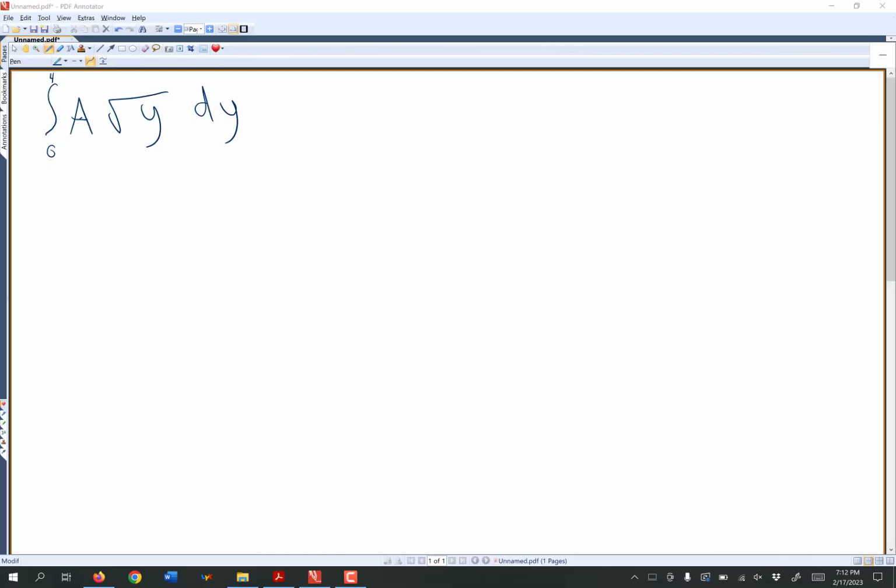Okay, so just as a side step, let's actually show you how to do this integral from 0 to 4 of a times the square root of y dy. We were doing this to see what a needs to be for it to be a valid PDF. So we need to integrate first.